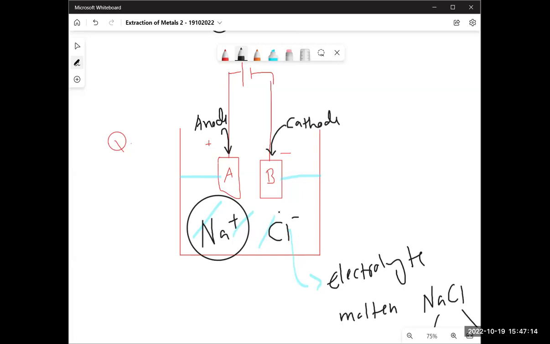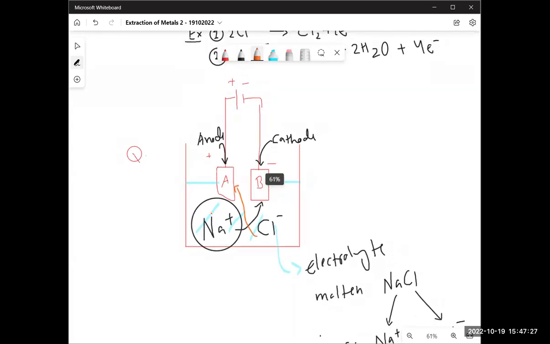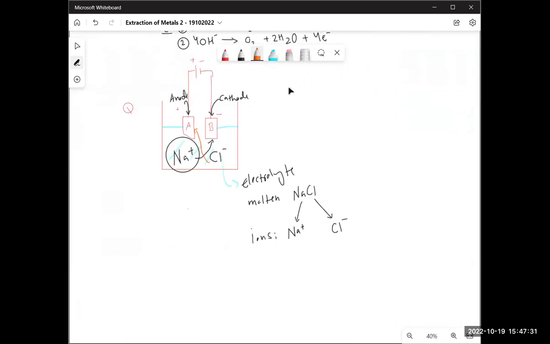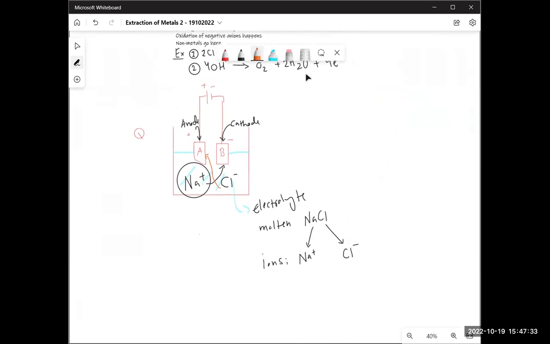So Na will go to this one, and Safa went one step further and told me that Cl will go here. That is correct. Any questions, anyone? Plus goes to minus, minus goes to plus, right? Yes. Now that is the basic introduction you need for electrolysis. Rest of it, we'll do in the electrolysis chapter.